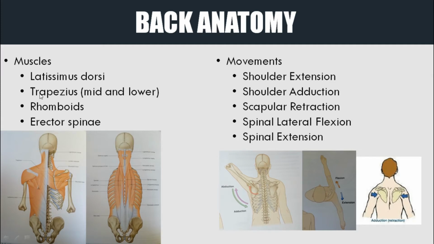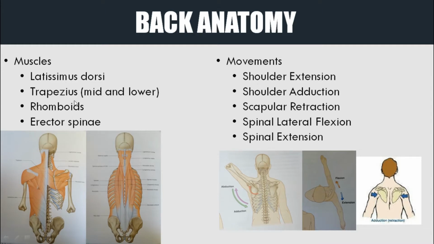But when we're talking about the back, we're talking about these four primary muscles here. So the first one is going to be the latissimus dorsi, which is this big muscle here in the mid to lower back. It starts here on the spine, attaches there, and then goes all the way and attaches up on the upper arm near the shoulder.